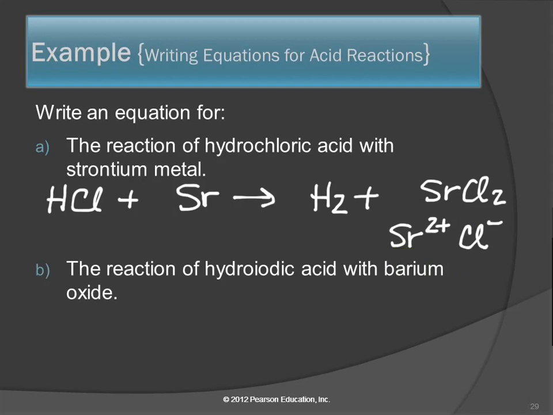What else do we need to do before we're finished? Balance the equation. So over here I've got 2 chlorines, and over here I only have 1. So if I put a 2 out there, that takes care of my chlorines. Strontium's okay, 1 and 1. Hydrogens, 2 hydrogens here and 2 hydrogens there. So we're all good. Any questions?